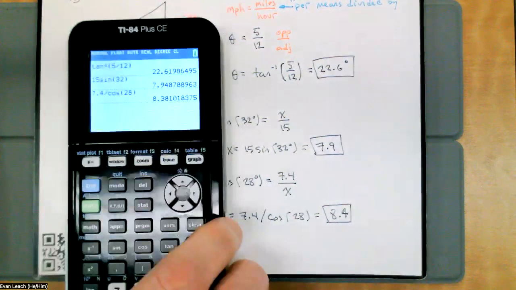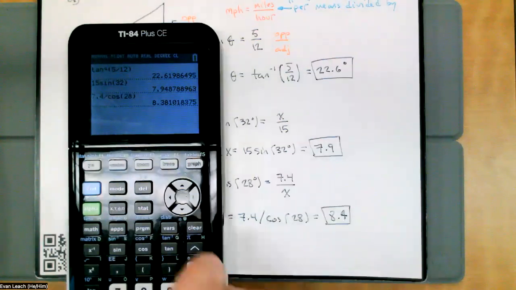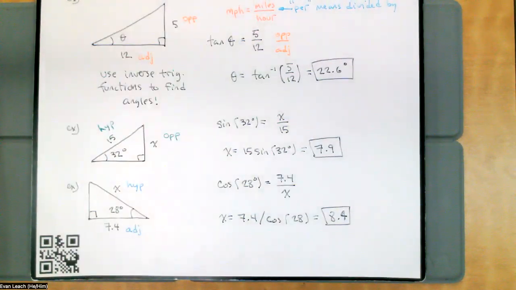And man, why can't class always be that fast? We would have been out of here hours ago.